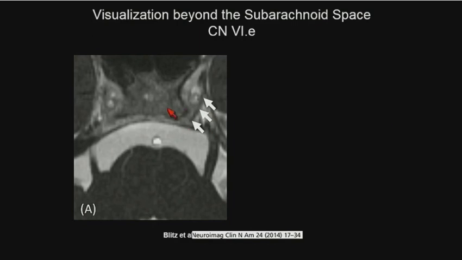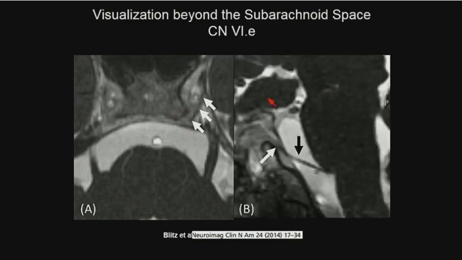Where is the nerve on the right side? Well, the nerve on the right side is not seen because it's pathologically enhancing. Standard imaging in this case was normal. The patient presented with a right sixth nerve palsy.